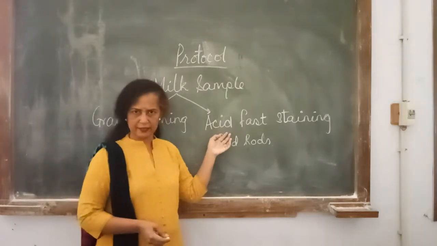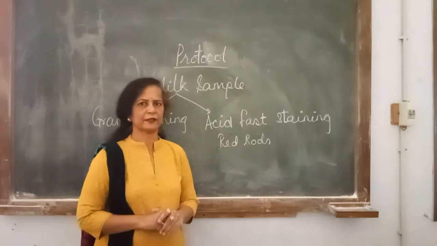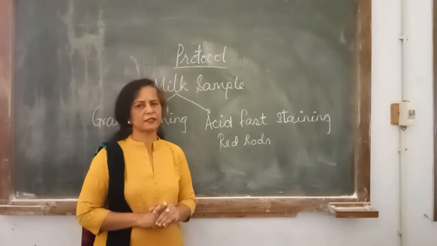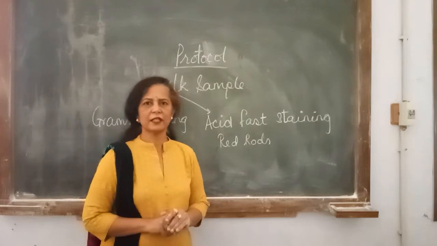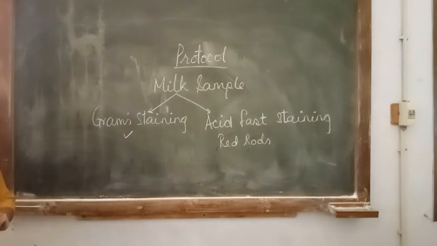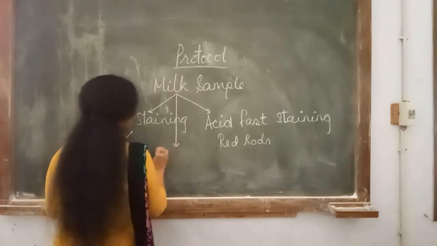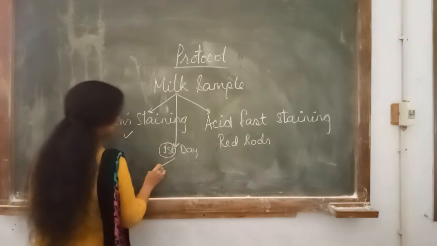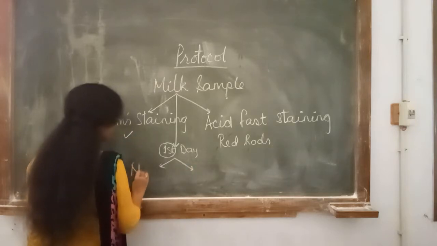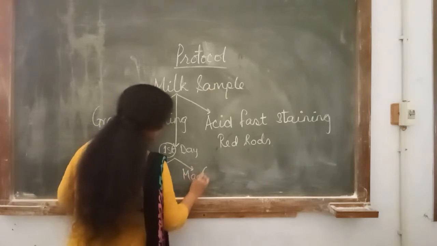But usually we don't get that, because usually the milk is not contaminated with mycobacteria. Okay, so tuberculosis is the disease which is found rarely to be caused with the consumption of milk. Okay, so fine. So after doing these two stainings, we will go for inoculation on the first day. On the first day, we are going to inoculate only two media. First is N-agar and second is McConkey's agar.